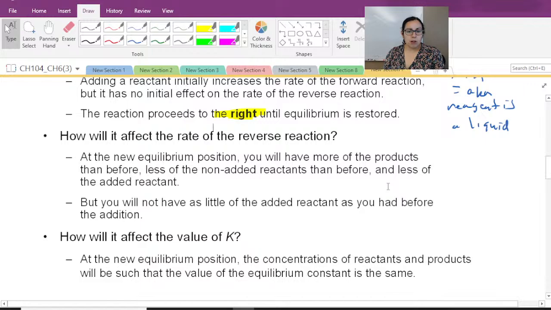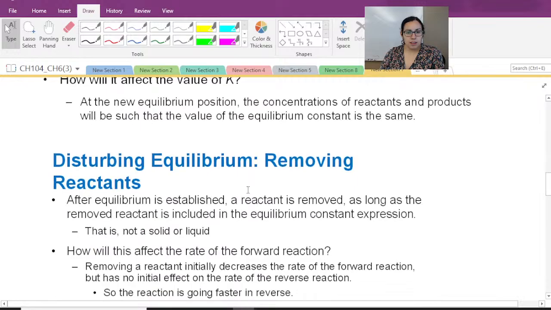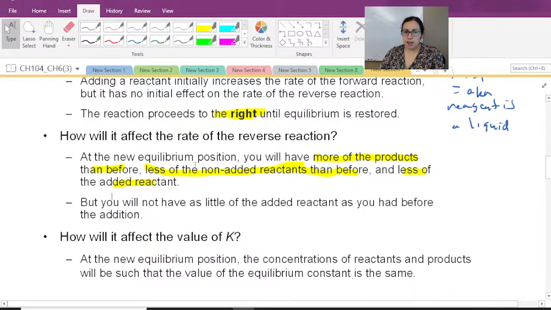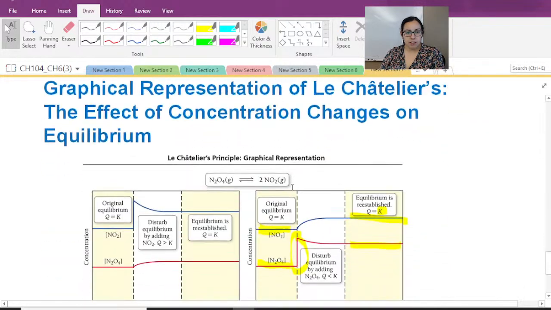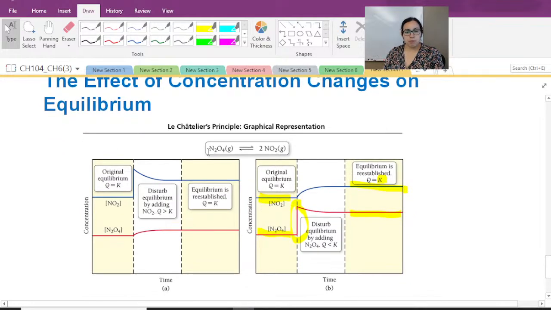And then it mentions our reverse reaction. Again, our reverse reaction is not affected. But then of course, and this is extremely wordy, it says you will have more products than before and less of the non-added reactants than before and less of the added reactants. In this case, we didn't have any non-added reactants. That was just a really wordy way of saying, let's say we had some oxygen involved in this expression.